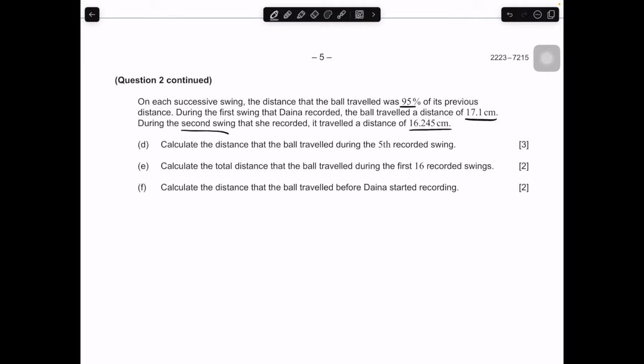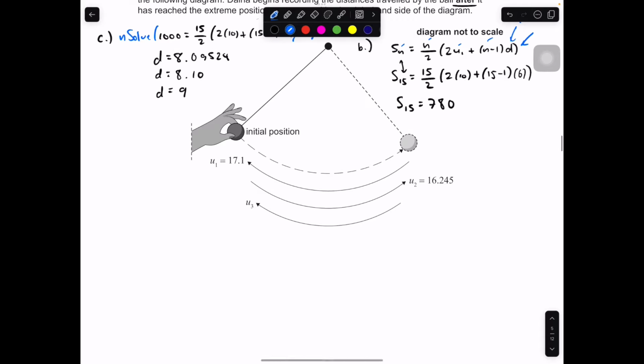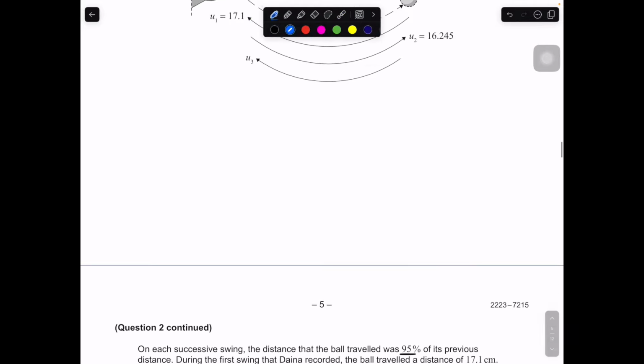Alright, so let's see what's going on here. So this is n, the number of swings, and then we can call this u_n, or we can call it d, the distance that this pendulum travels. So this is the first, second, third, and we know the first time it was 17.1, the second time it was 16.245, and they're telling us that each time the ball goes from one position back to another, it's 95% of what it was before.